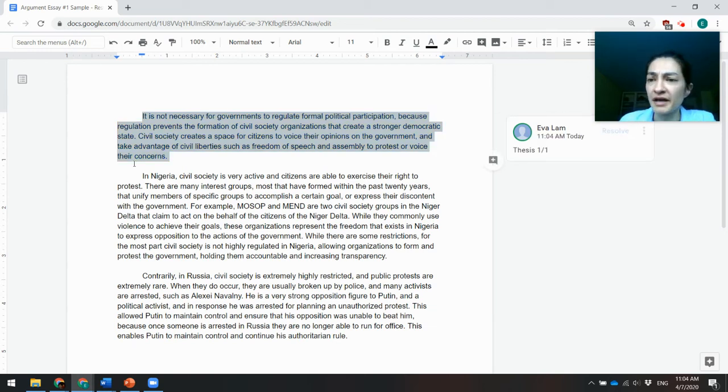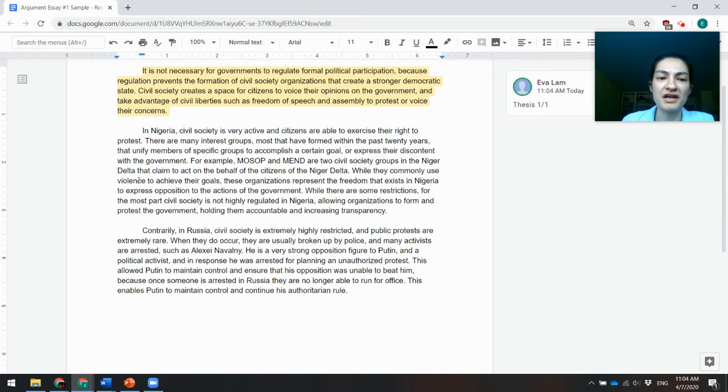Now we're going to jump down to the second paragraph, where this author has turned to Nigeria as an example of a place where civil society is active, restrictions on political participation are very minimal, and good things are happening as a result. They're going to introduce it with a topic sentence, which is not required here, but which is, again, a really good way of setting both your reader and yourself up to know what's going on in this paragraph, where they say, "In Nigeria, civil society is very active, citizens are able to exercise their right to protest."